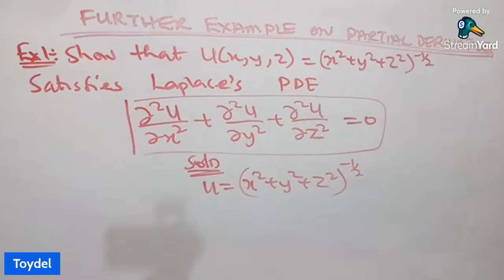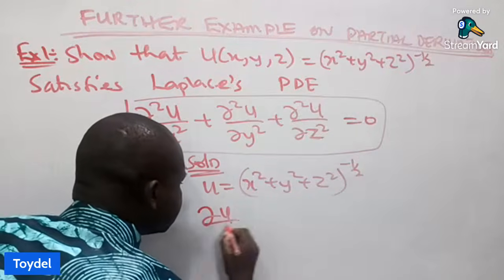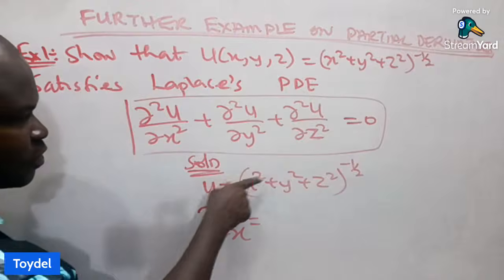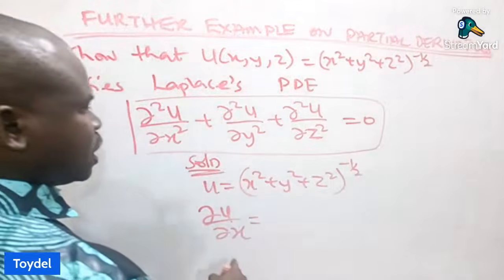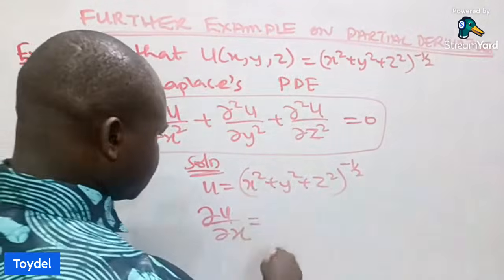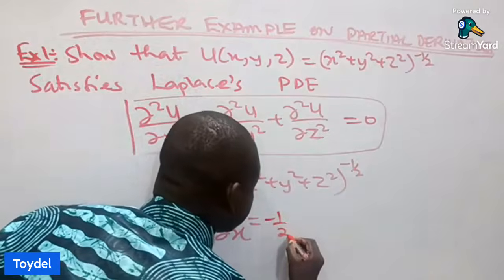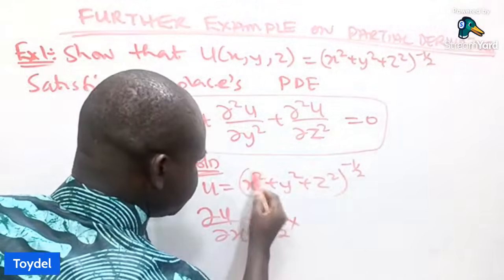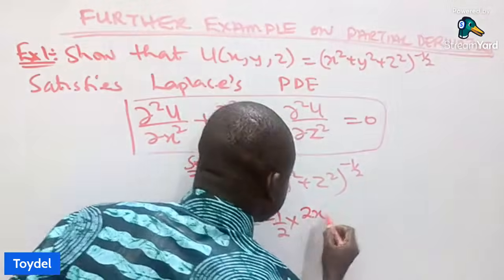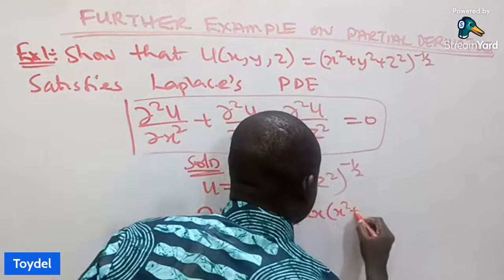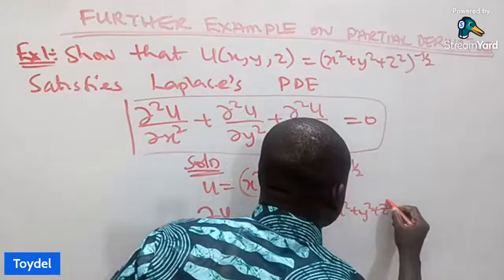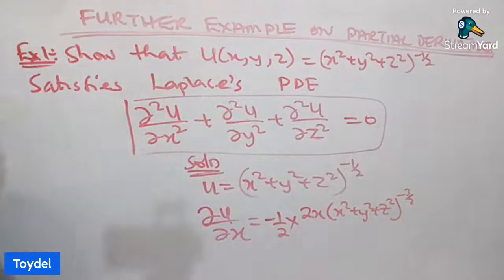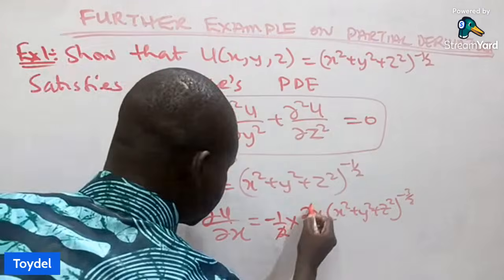So if we differentiate that partially, let's start with x. The first partial derivative of u with respect to x, of course, what do we get? This minus half will come down. We have minus half multiplied by 2x, since we only differentiate for x, into bracket x squared plus y squared plus z squared, everything, you subtract 1 from this, minus 3 over 2. That's what you get.